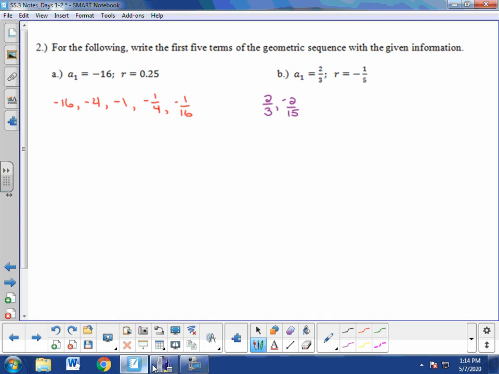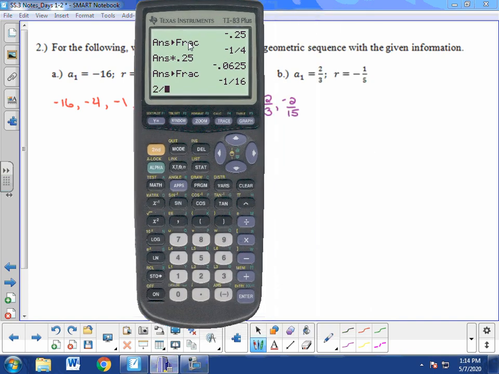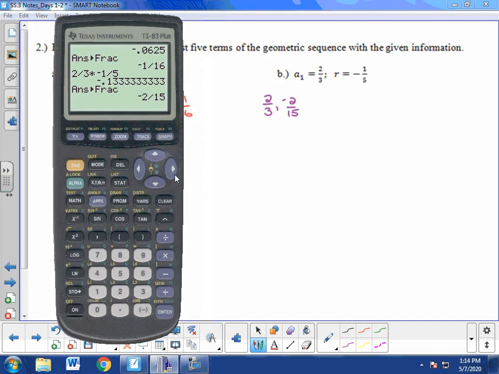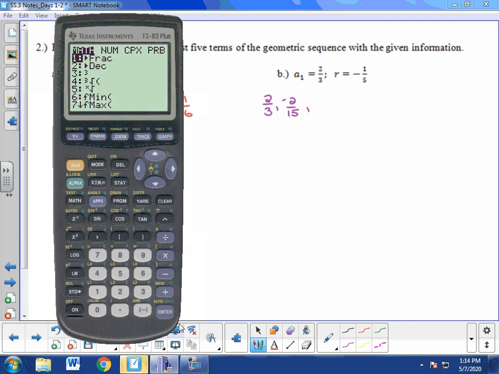If you did this in the calculator, 2/3 times negative 1/5, this would give you a decimal, which you could put into a fraction using the math fraction function, so we don't have to round or worry about repeating decimals. Then, if I repeat this process, times negative 1/5 again and put that into a fraction, this would give me positive 2 over 75. And we can repeat this process.